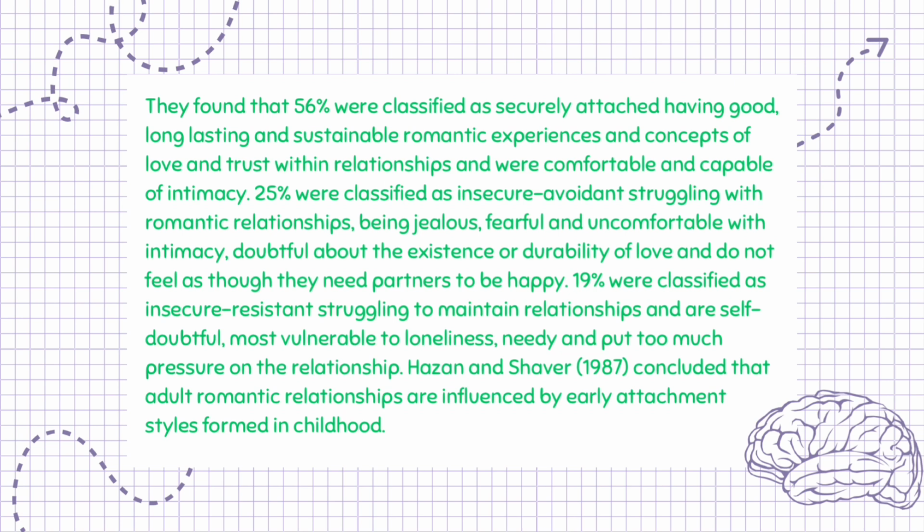19% were classified as insecure resistant, struggling to maintain relationships and self-doubtful, most vulnerable to loneliness, needy and putting too much pressure on the relationship. Hazan and Shaver, 1987, concluded that adult romantic relationships are influenced by early attachment styles formed in childhood.